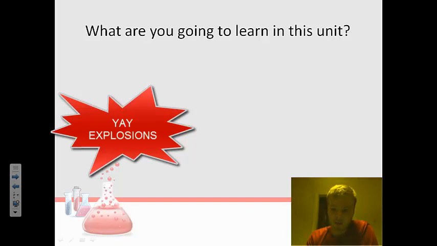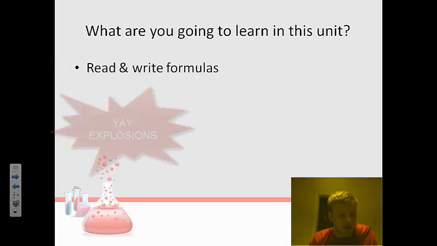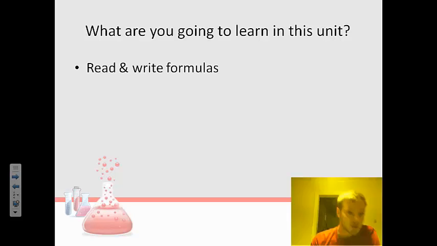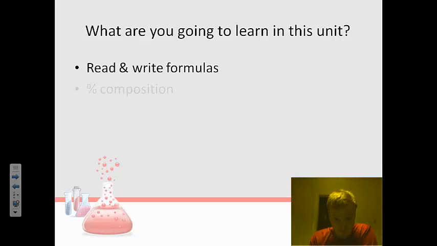So let's kind of continue. Let's look at what we are going to learn in this unit. First of all, you're going to learn how to read and write formulas. Now you got to Unit 4, crisscross rule, metals and nonmetals, nonmetals and nonmetals, covalent bonds, being able to write those things from words. We are going to call upon those skills again. So if you are struggling with that, you need to make sure and consult your notes from Unit 4.